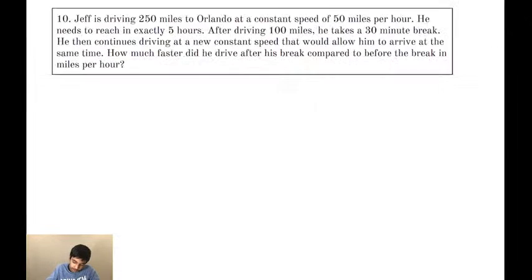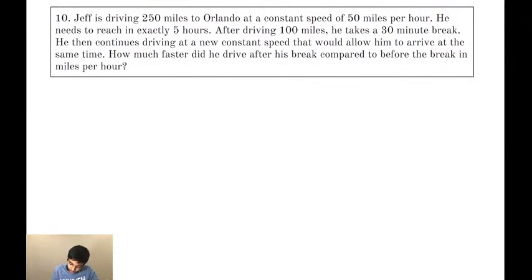Okay, so for this problem, the idea is we want to drive 250 miles at a constant speed, and he wants to arrive in 5 hours, right? But after driving for 100 miles, he takes a 30-minute break. He continues driving at a speed that allows him to arrive at the same time, even though he took a 30-minute break. We want to find how much faster he drove.